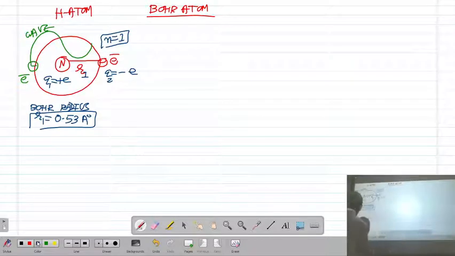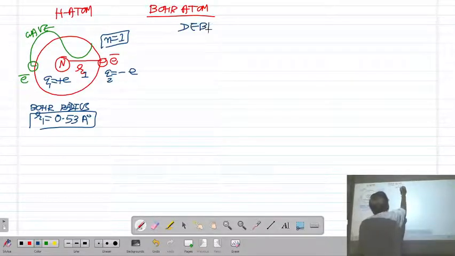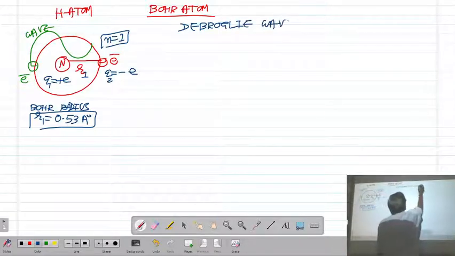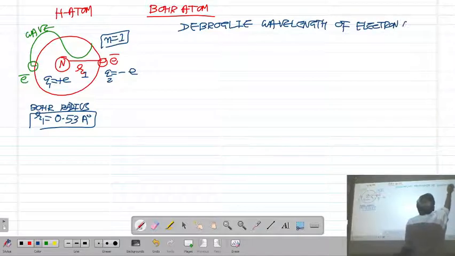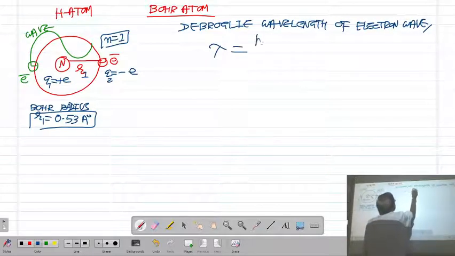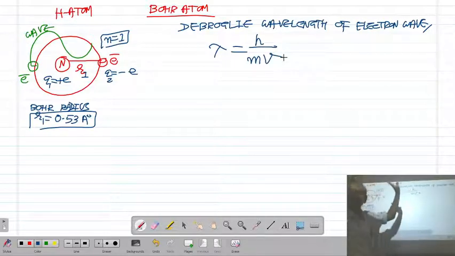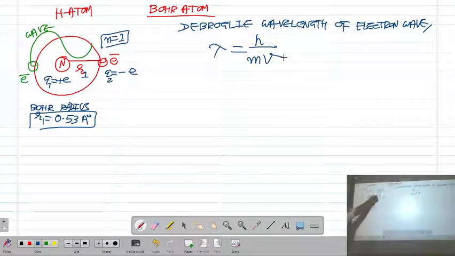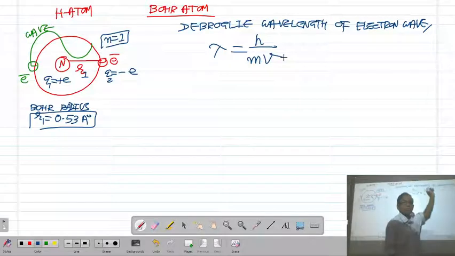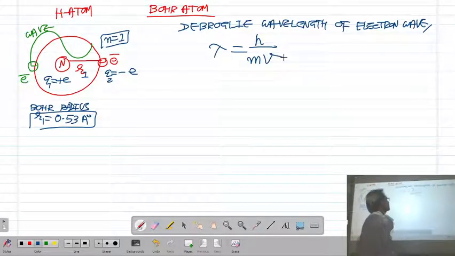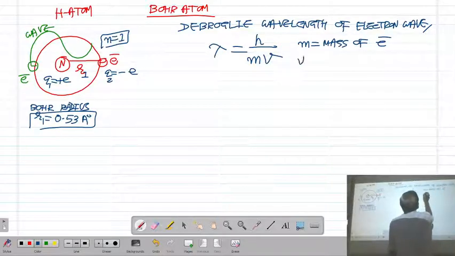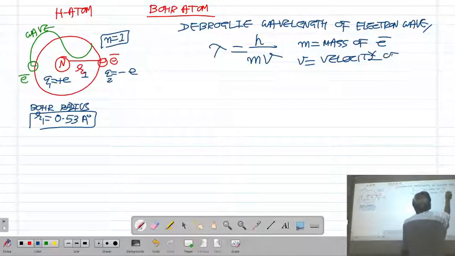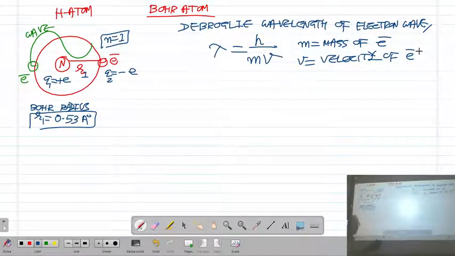The de Broglie wavelength of the electron wave is given by lambda equal to h upon mv, where h is the Planck constant, m is the mass of the electron, and v is the velocity of the electron.